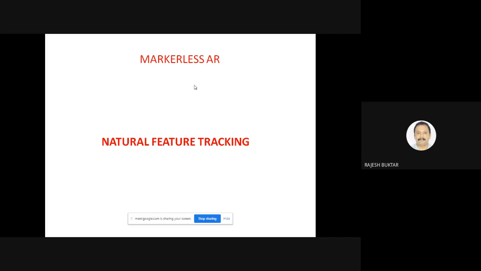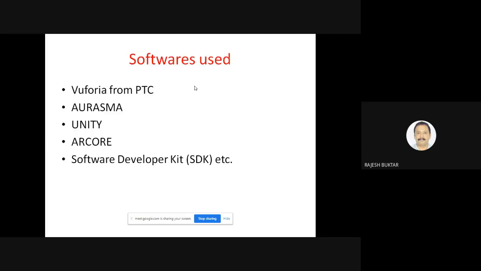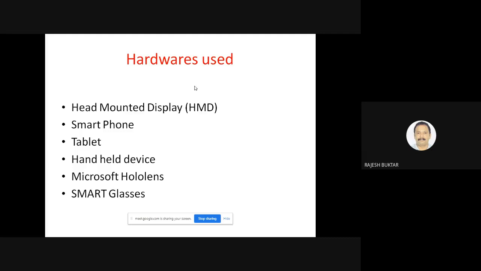It is going to be so exciting. That is the promise we are getting from AR, and we are thankful to the underlying technologies like machine learning and deep learning. So these are the softwares which I have just listed. You might already be aware of all these softwares. Hardwares.